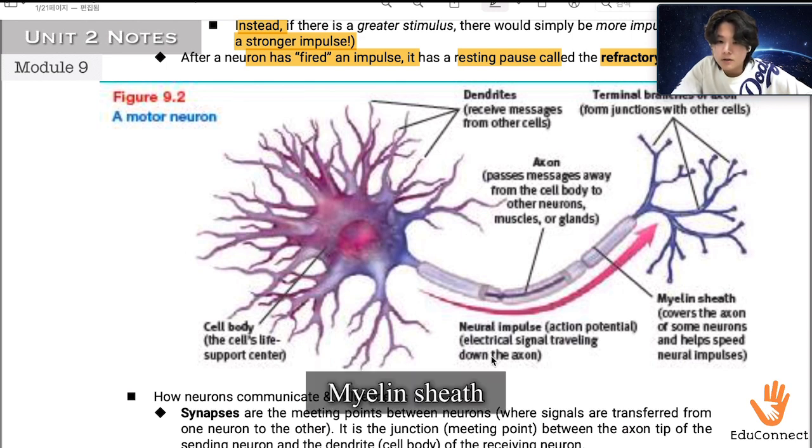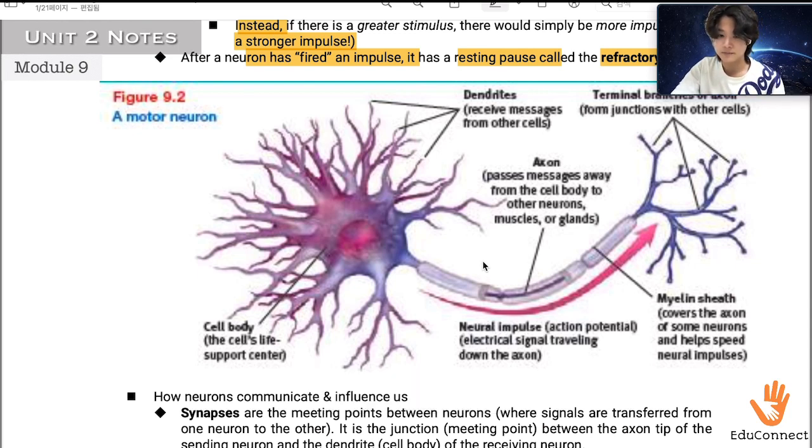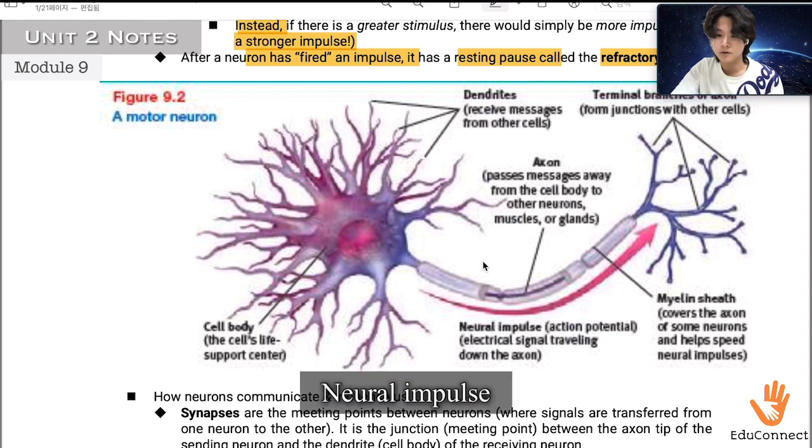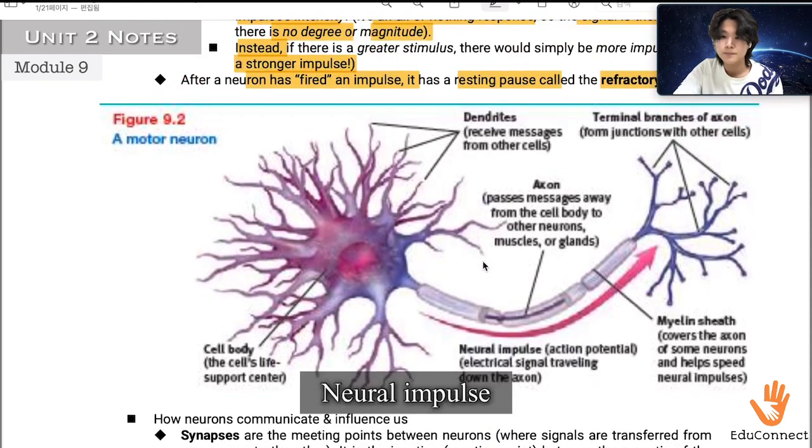And the thick white wrapper that is wrapping around the axon is called the myelin sheath, and it covers the axon of some neurons and helps speed neural impulses. And the neural impulse, called the action potential, is an electrical signal traveling down the axon.